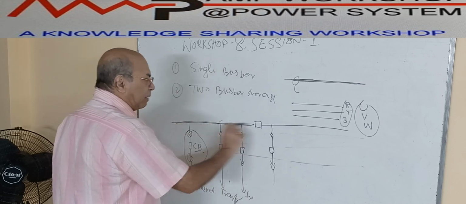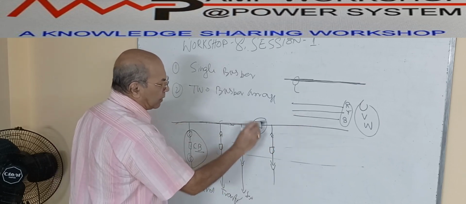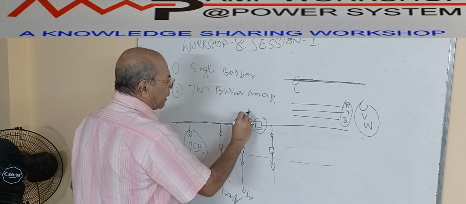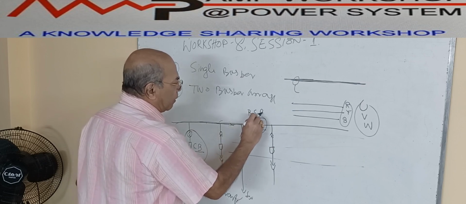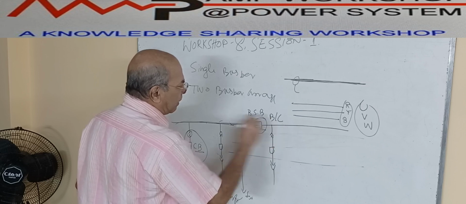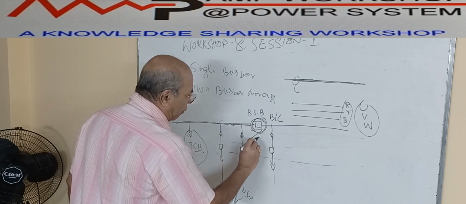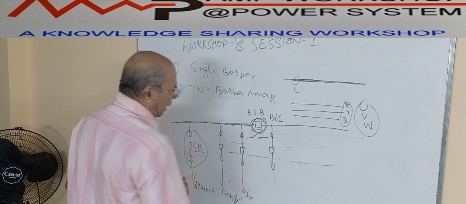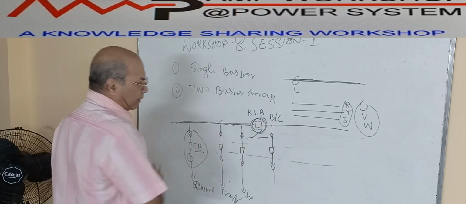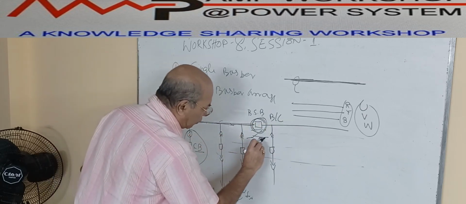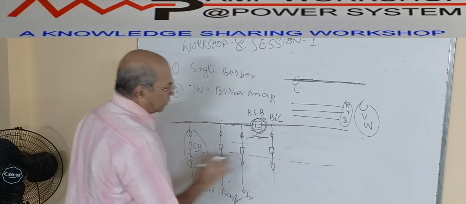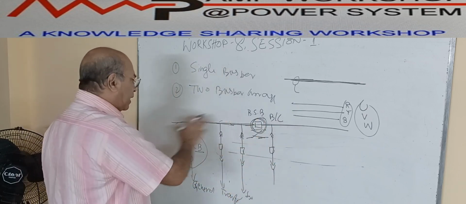Here also it is a single busbar arrangement, but with a bus section arrangement. We call it a bus section breaker, or sometimes a bus coupler. So if the bus coupler is open, what will happen? Then it will act as two busbars. But when this bus coupler is closed, that means it is a single busbar. So in that case, it will act like the previous one.